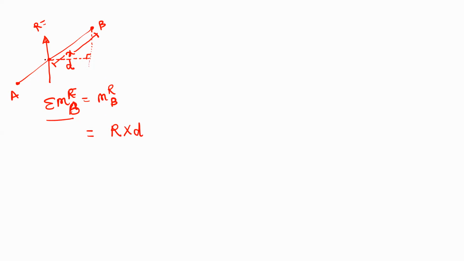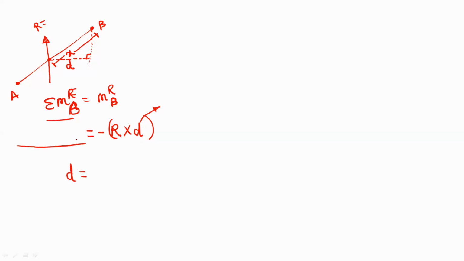Now this moment will be clockwise about the point B. So this will be minus R into d. Okay. So right now, the value that we will get for d is the perpendicular distance. And this is not the distance along this beam AB. So actually we are interested in finding the distance with respect to point B along the line AB. Okay. So first find out the perpendicular distance. So this is the d value.